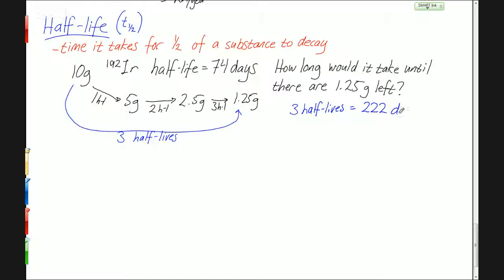222 days. So you took the 3 half-lives. Each one is 74. So 74 days, 74 days, 74 days. That's 222 days. Each half-life then, 74 days, 74 days, 74 days. So after that certain amount of time, we have a certain amount left.